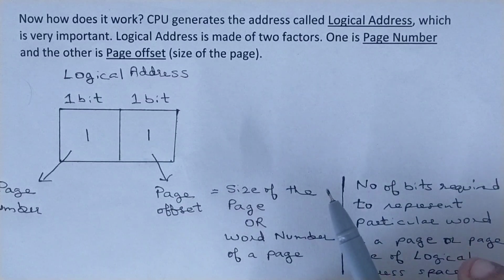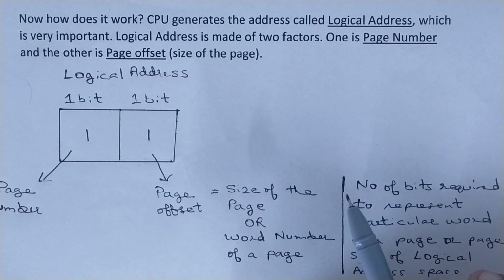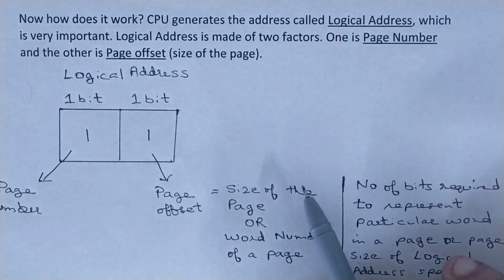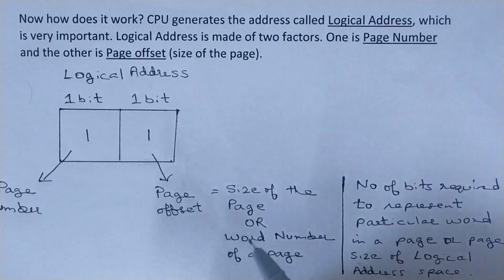Now I am discussing the mapping process. Actually the CPU generates the address called logical address, which is very important. Logical address is made up of 2 factors. First is page number and the other is page offset or size of the page. Now talking about page offset, it is actually a word number of a page. Page offset is the number of bits required to represent a particular word in a page, or page size of logical address space.